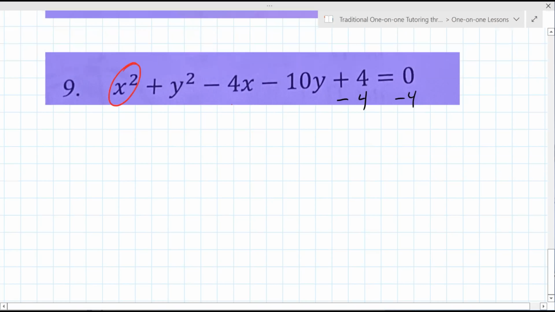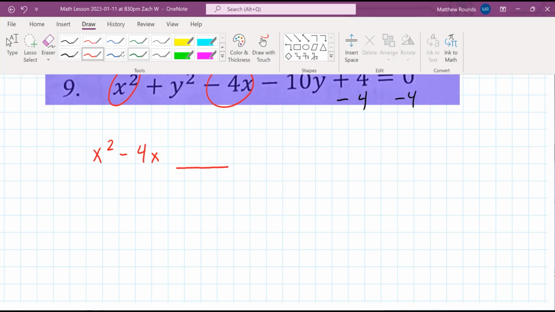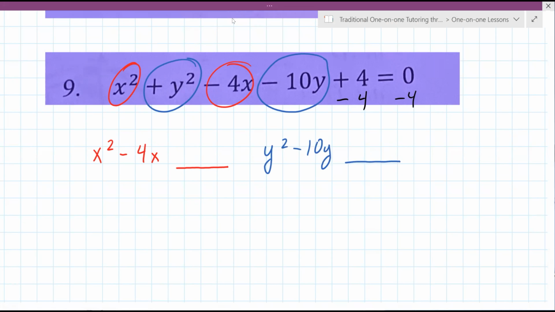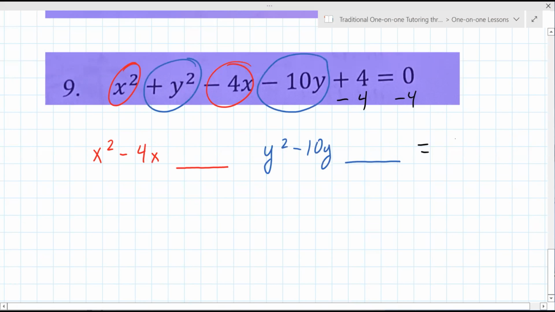So x squared and minus 4x are going to be grouped together. That becomes x squared minus 4x. Leave a space though. That's maybe something you didn't see or remember from class. Then you group the y terms together, so that's the y squared minus 10y. Leave a space, equals -4.